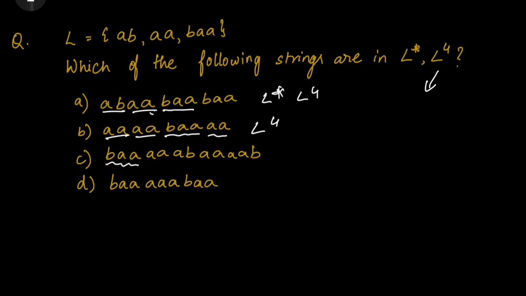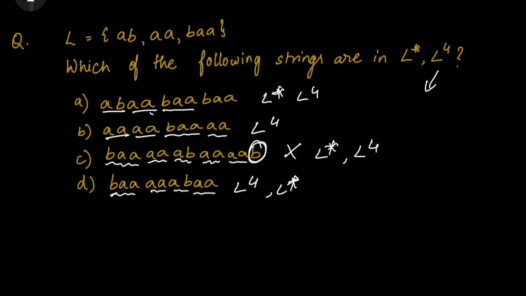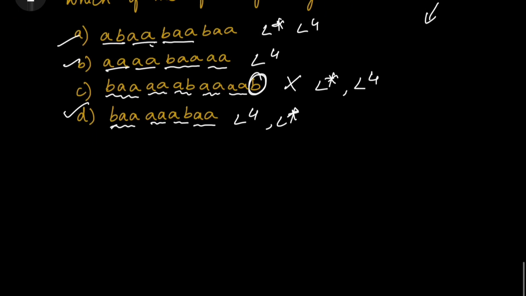The next one, if we try, we have BAA, AA, an AB and then an AA and then another AA maybe, but there is a B which is not able to be added anywhere. So this is not part of both L star and L4. And here BAA followed by AA and then an AB and then an AA again. So this would belong to both L4 and L star. Okay, so A, B and D are in L star as well as L4, but C is not in both.